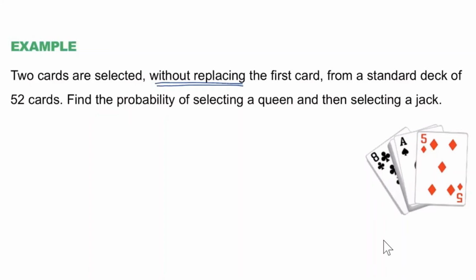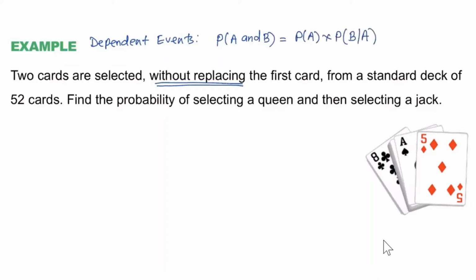So those 2 events are independent or dependent? What do you think? Dependent. Very good. So the events are dependent events. So when 2 events are dependent, we have this formula. Probability of A and B is equal to probability of A multiplied by probability of B given A. When I write slash A, that is given A. So that is the formula.